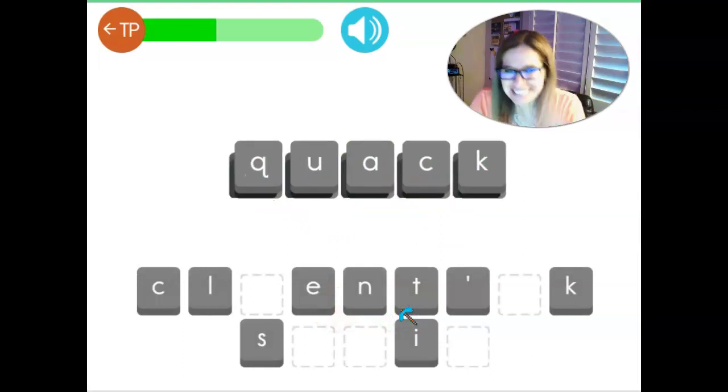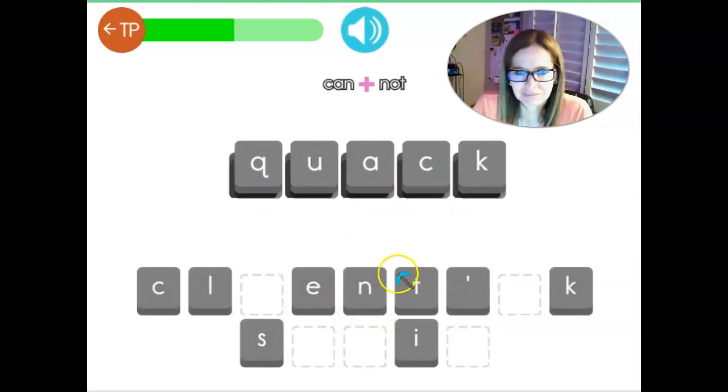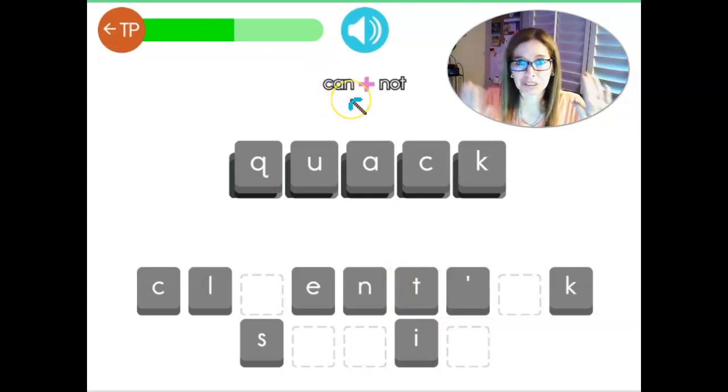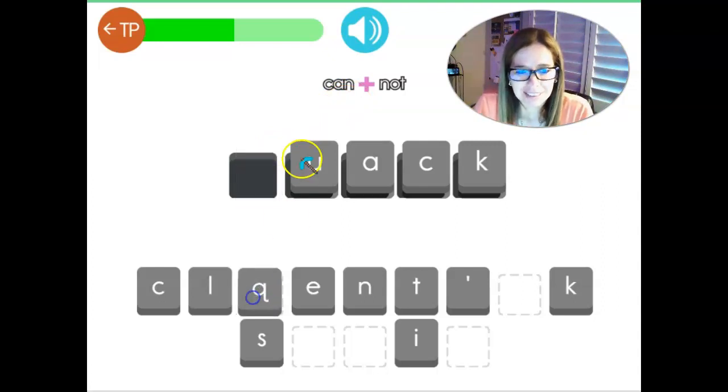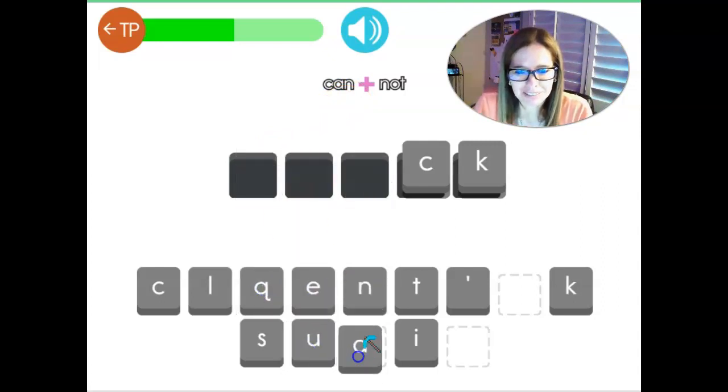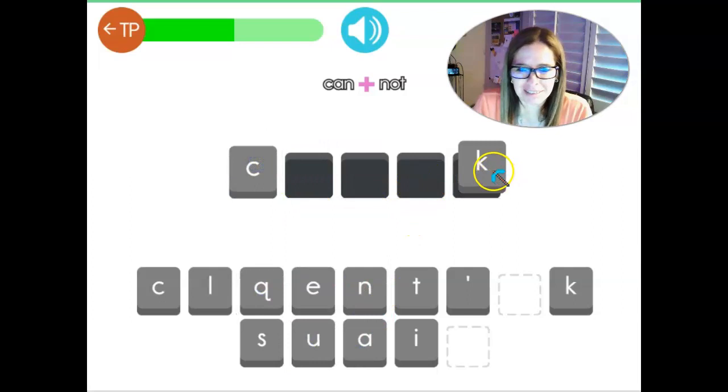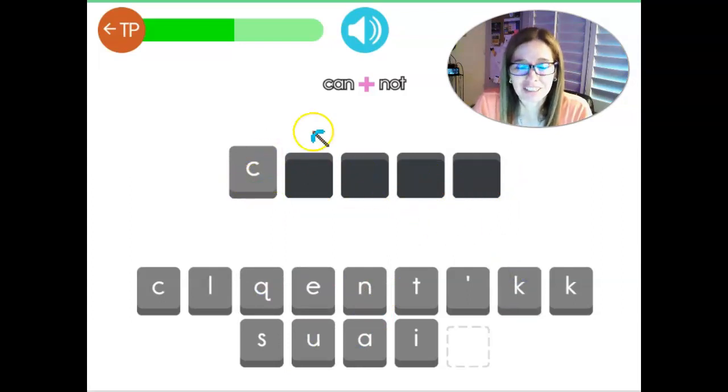Yes. Can't. And once again, they gave me the two words that come together so fast, some letters pop out and an apostrophe takes their place. So I'm going to clear my board here. Not all the way. I know I'm going to need that one. So far I have k. I need to build the word can, and then think about where my apostrophe goes.